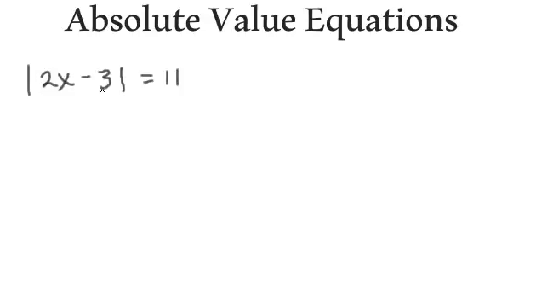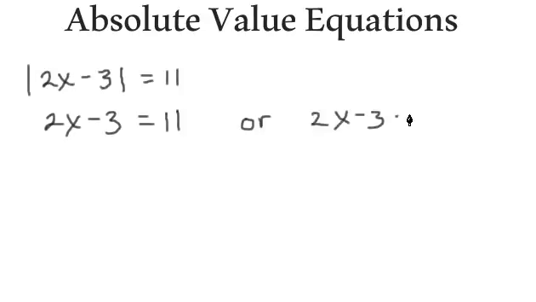So the first thing I'm going to do is drop these absolute value bars. We just rewrite what's in the absolute value bars, then rewrite what's to the right of the equal sign. I'm going to put an OR, and now I'm going to rewrite what's inside the absolute value bars, except this time I'm going to throw a negative out in front of this number here. So we've got a negative 11.